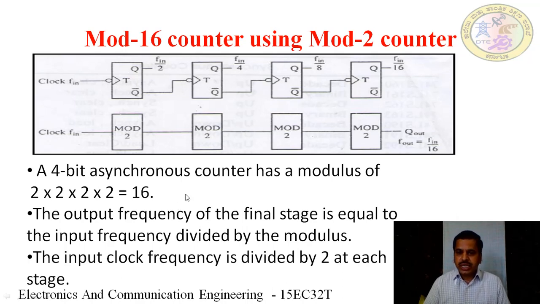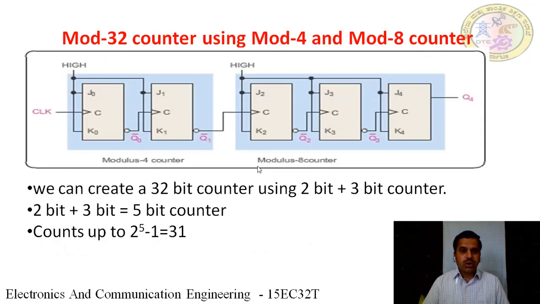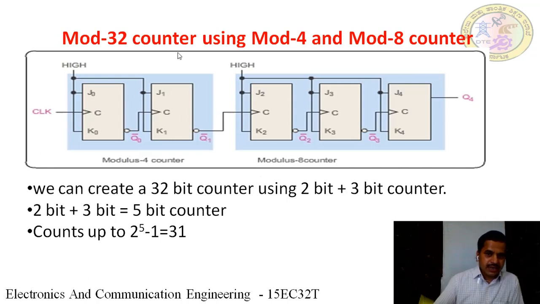So in this fashion, we can construct a counter of any modulus based on our requirement. The next one is a mod 32 counter using mod 4 and mod 8 counters. Here it is a little bit special. You have to take one mod 4 counter and another mod 8 counter, and cascade them together to make a mod 32 counter. The mod 4 counter requires 2 flip-flops because mod 4 means it counts from 0 to 3, so to count up to 3 we need 2 flip-flops. A mod 8 counter means it counts from 0 to 7. To count 0 to 7 we need 3 flip-flops.